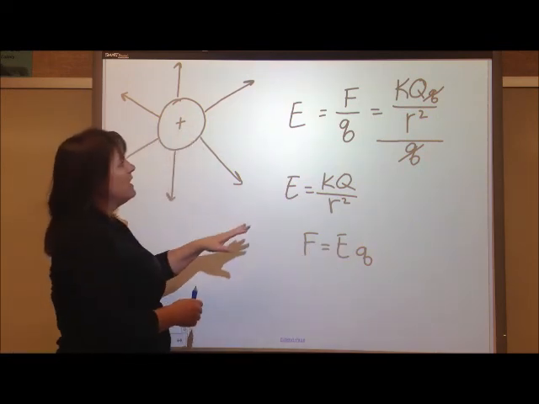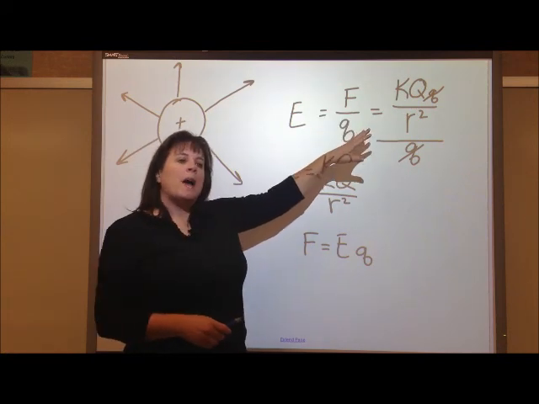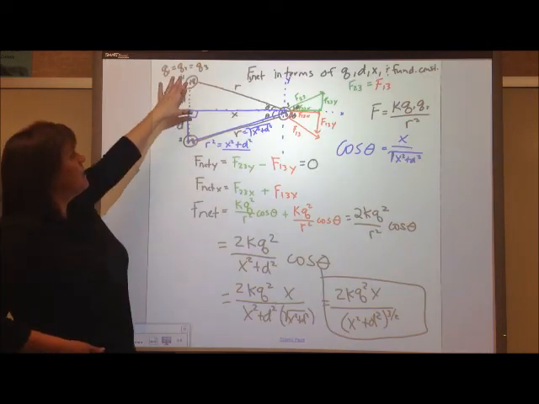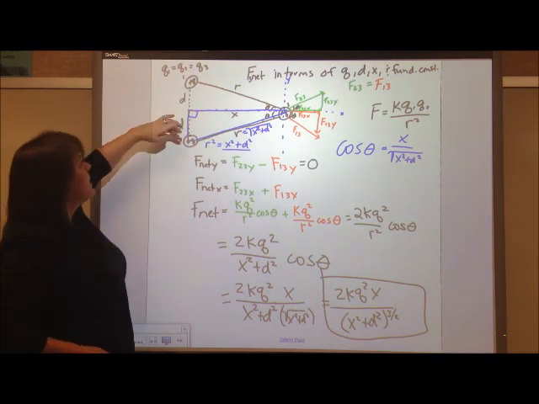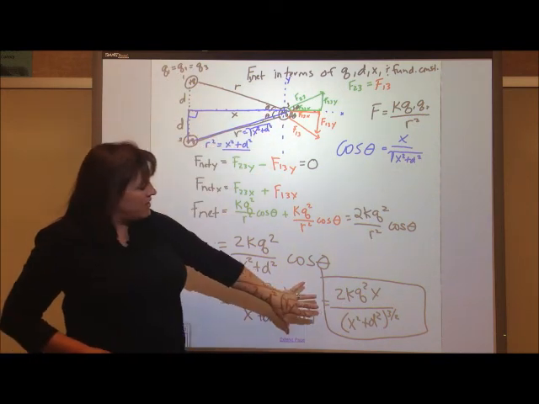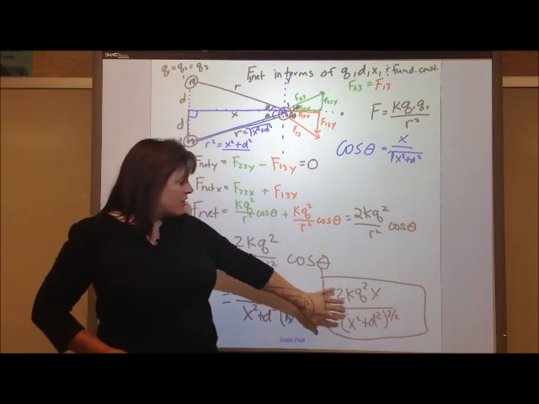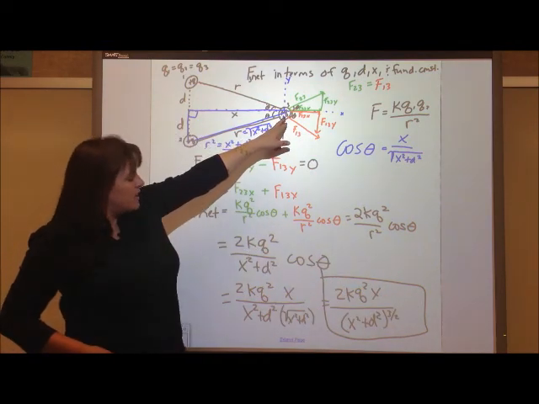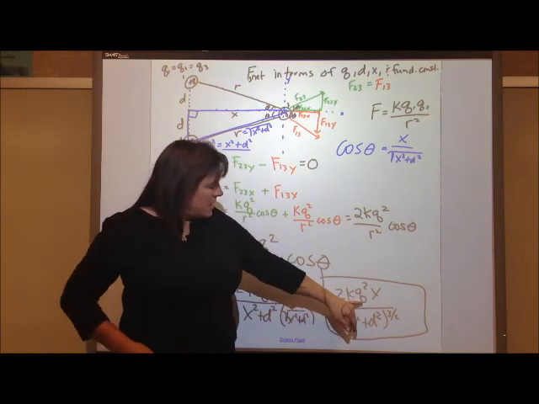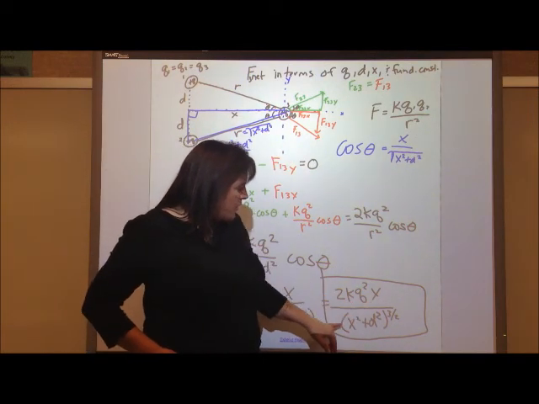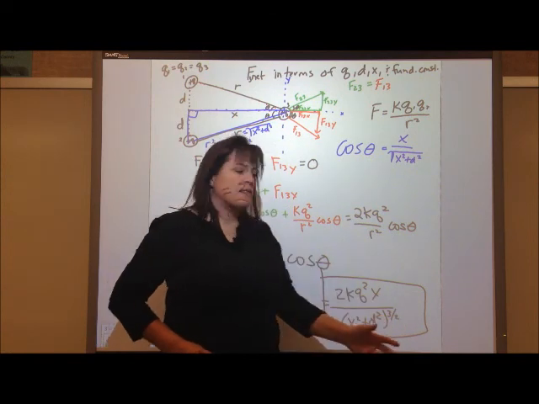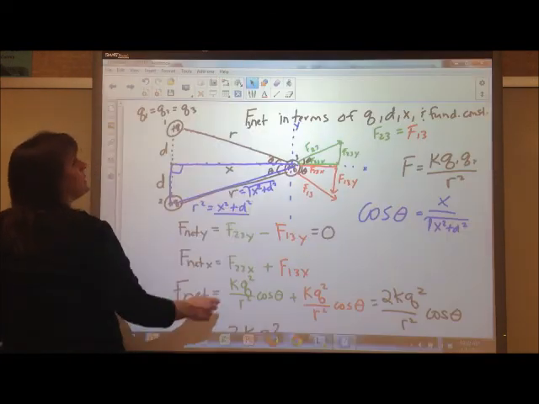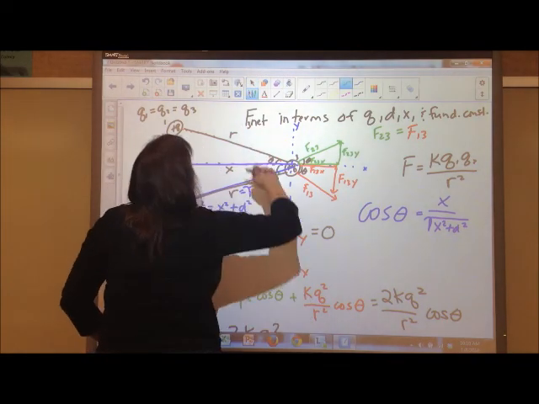Now, if we go back to what we did when we were calculating forces, our three point charges here, Q1, Q2, and Q3, and this was our answer for this problem. The net force on Q3 here was 2kq squared x over (x squared plus d squared) to the 3/2.